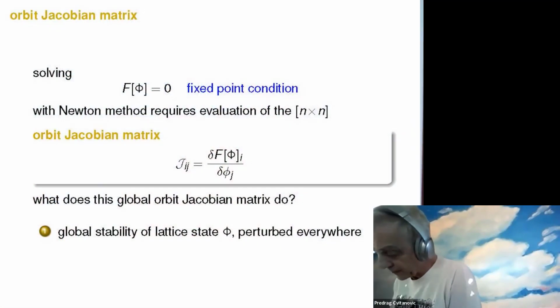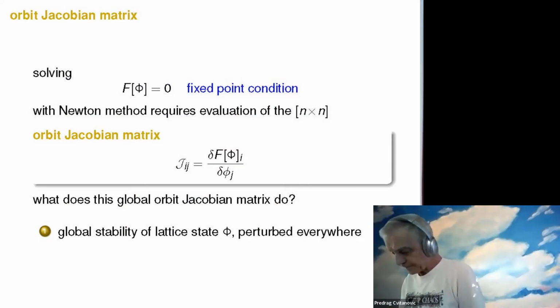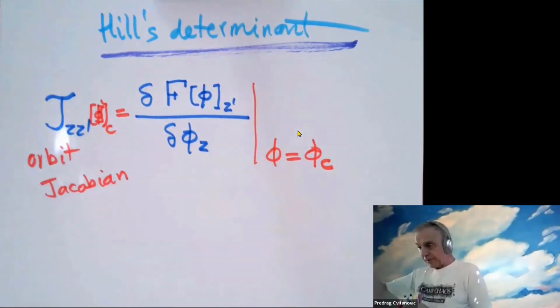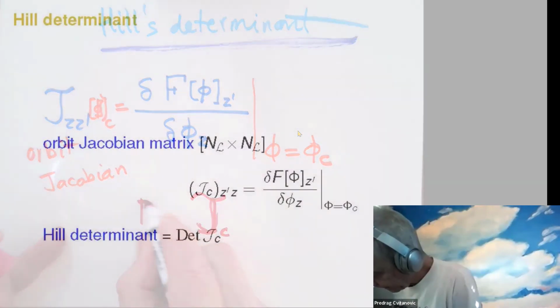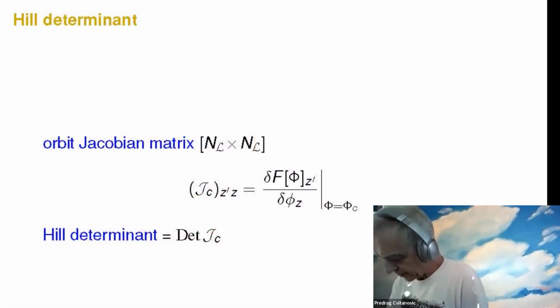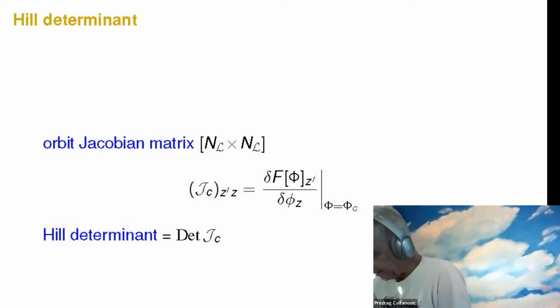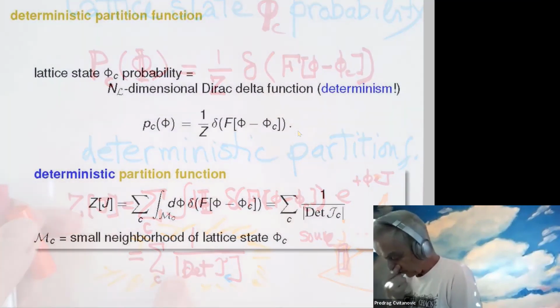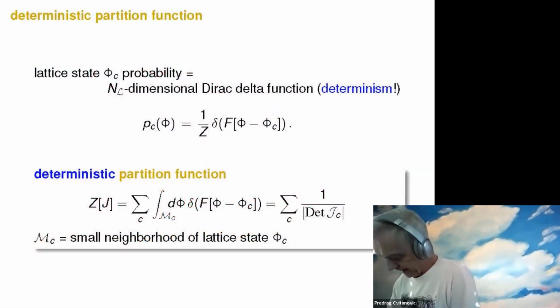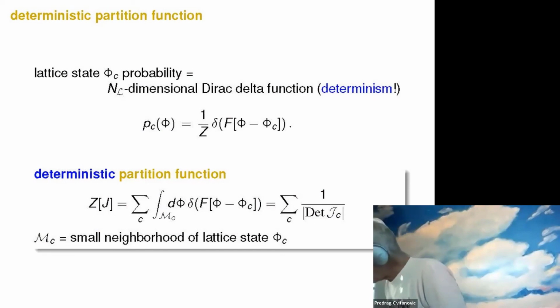The Jacobian was a derivative of that function. That's what we call the orbit Jacobian. And its interpretation, it's a Jacobian of what happens if I perturb every site on that lattice. The determinant of that thing, that's what we call Hill's determinant. Why do we care? Because that's the weight associated with a particular classical solution phi c, which is now a spatiotemporal solution.